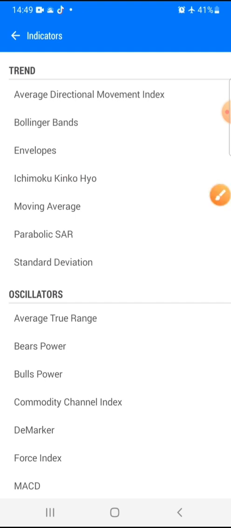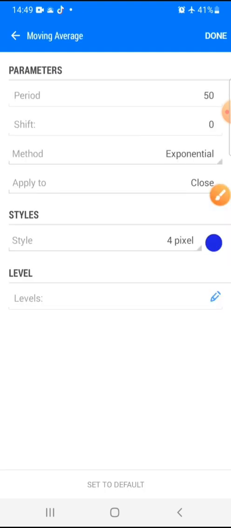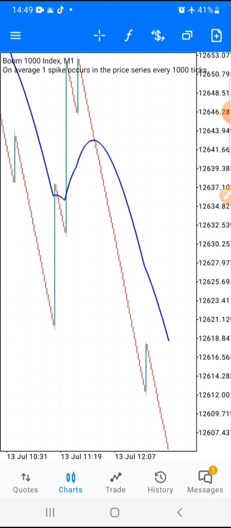We're going to install 3 moving averages. The first one, we have a period of 30 or 50. Shift 0, method exponential, apply to close. Then the color, we're going to make use of blue. Then the pixels, you can use your own. Then you're going to click done. You can see on our chart, we now have this blue moving average, this blue line.